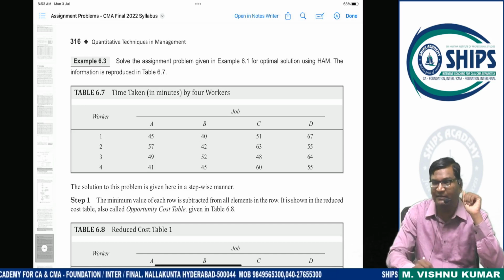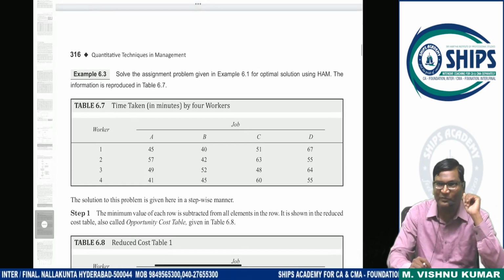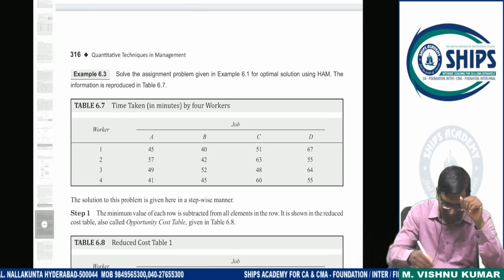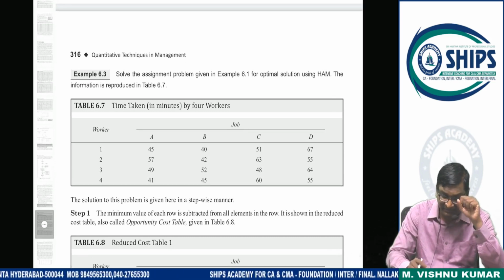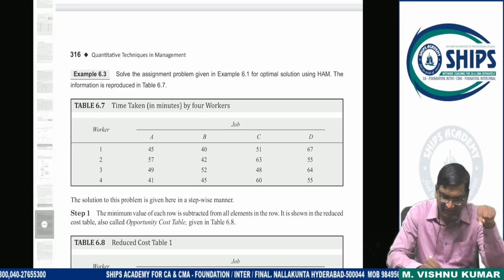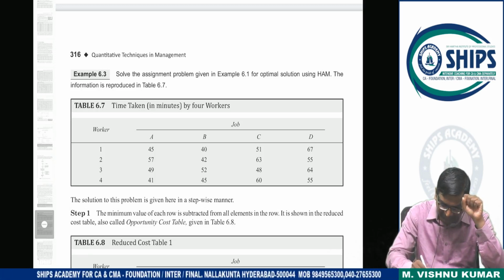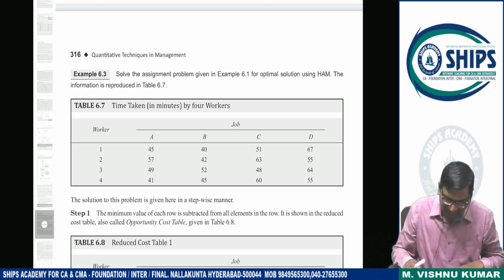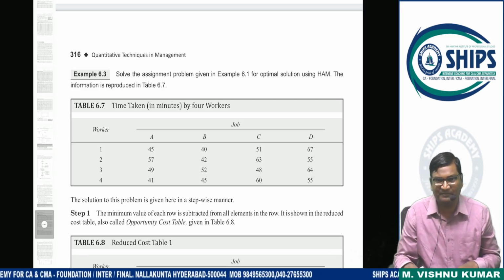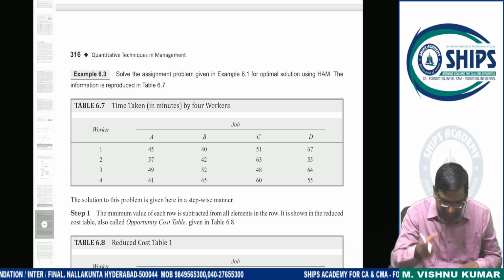That is why he uses this method. This is the reason, this is the logic, for why row subtraction and column subtraction come. Don't just do it mechanically. Row subtraction doesn't mean just take the minimum and quickly subtract. The logic is: if you do not give this job to B and give it to A, as compared to B, how much extra? 5 minutes. So that is extra cost. If you give it to C, how much? 11. If you give it to D, 27. So this is opportunity cost. He used exclusively opportunity cost.